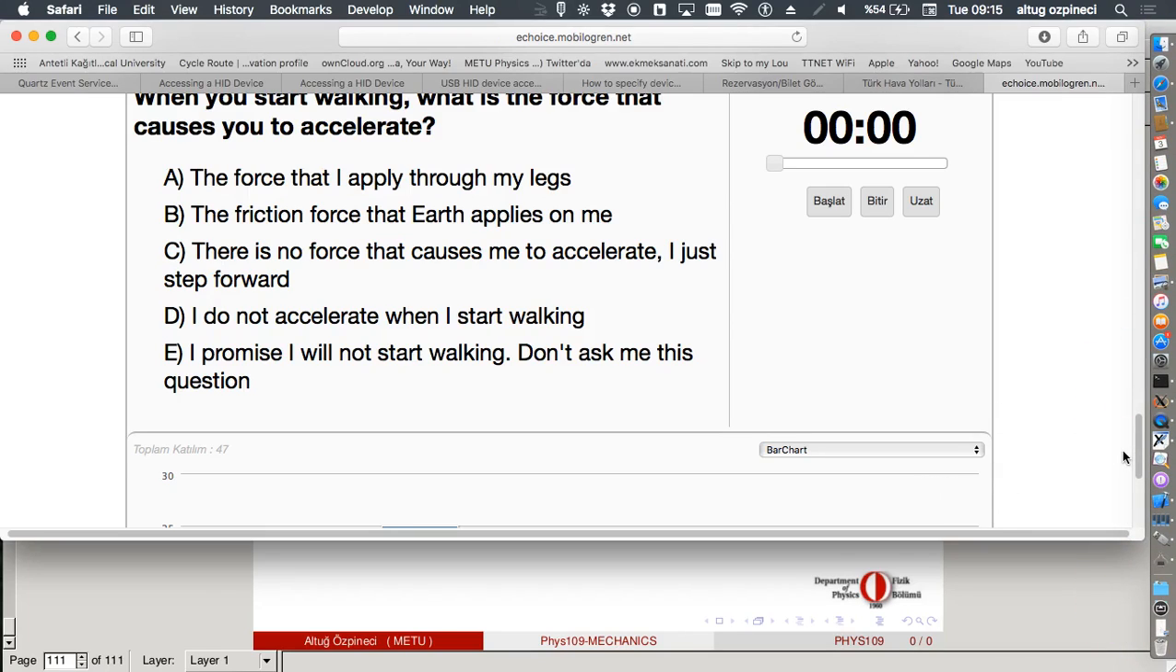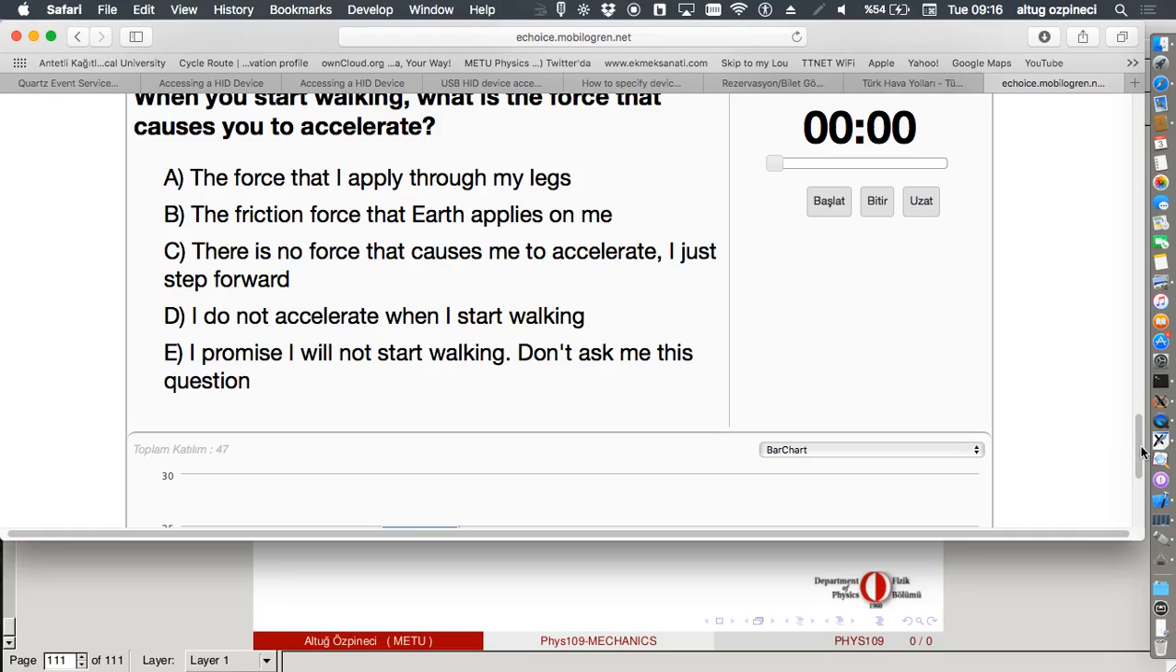So the force that I exert on Earth has nothing to do with my acceleration. Let me correct it. Has nothing directly to do with my acceleration. Only indirectly. If I exert a force on Earth, then Earth will be exerting a force on me, and due to the force that Earth exerts on me, I will be accelerating.